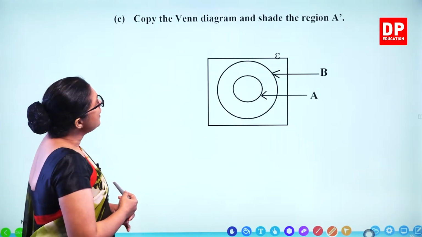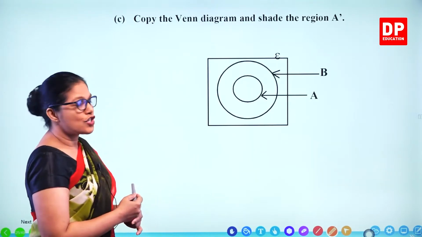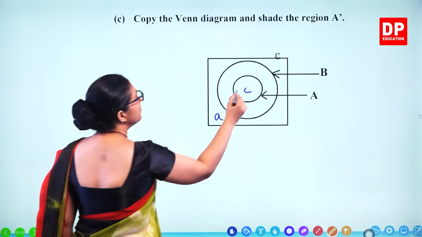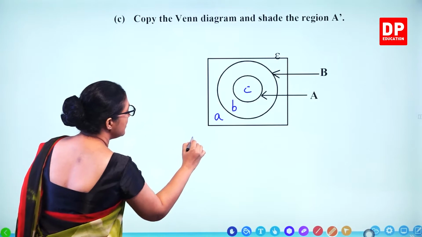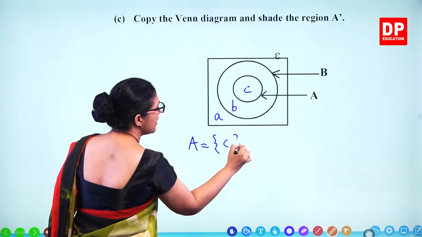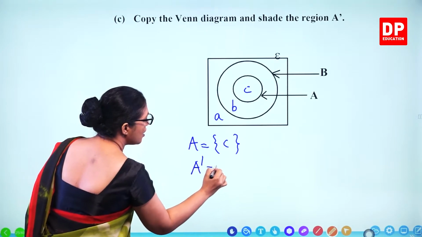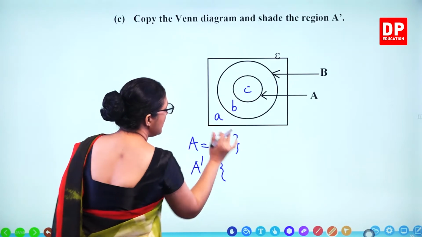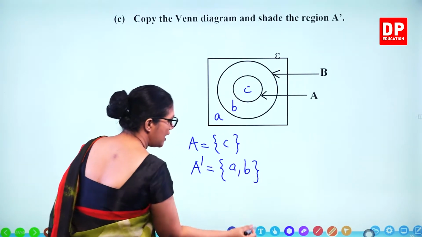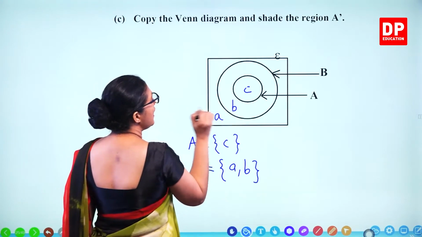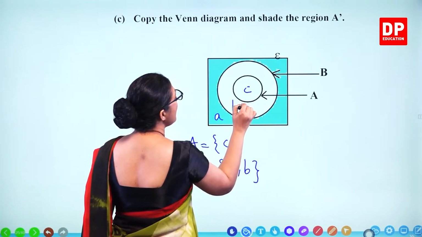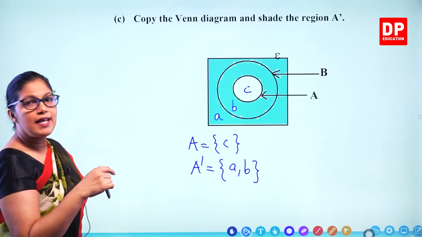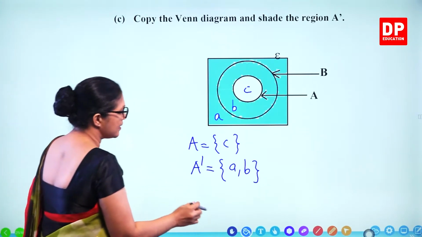Part C. Copy the Venn diagram and shade the region A dash. We'll mark A, B, C. A dash means everything outside A, so you can't take region A. You need to shade the B and C parts. A is here and B is here. So that part you have to shade. A dash is outside the A circle.